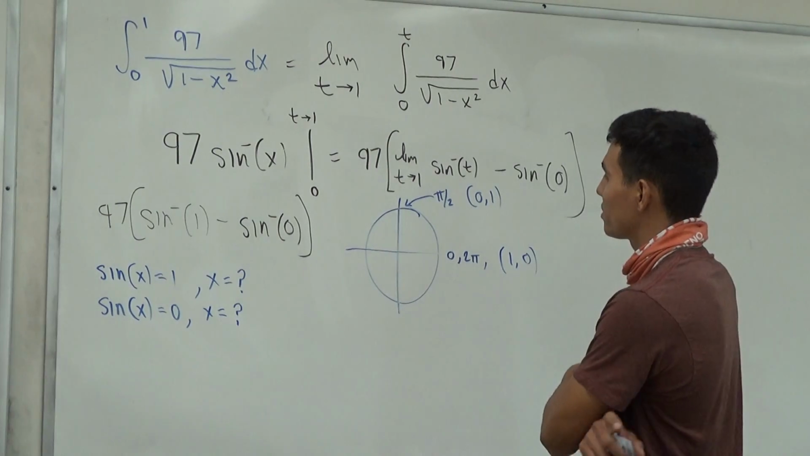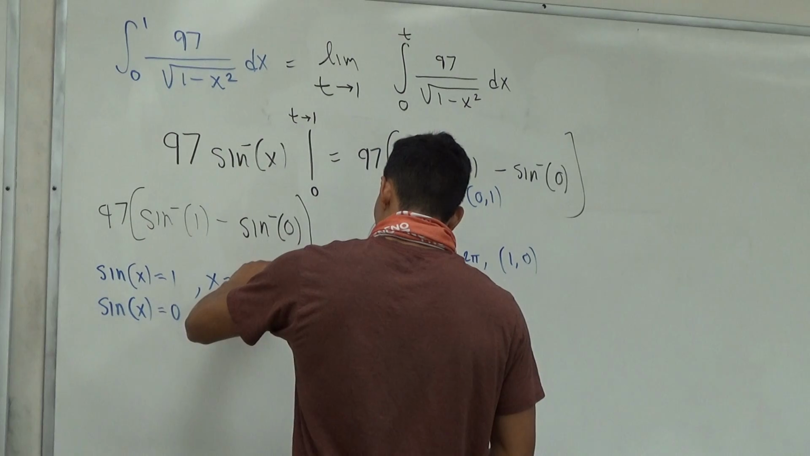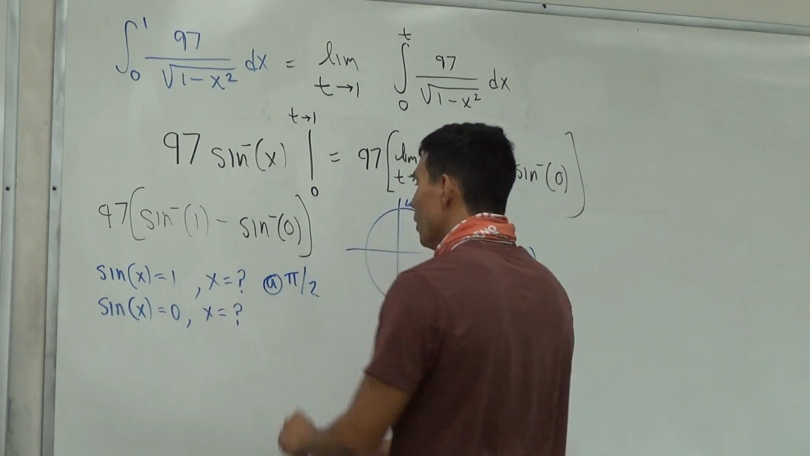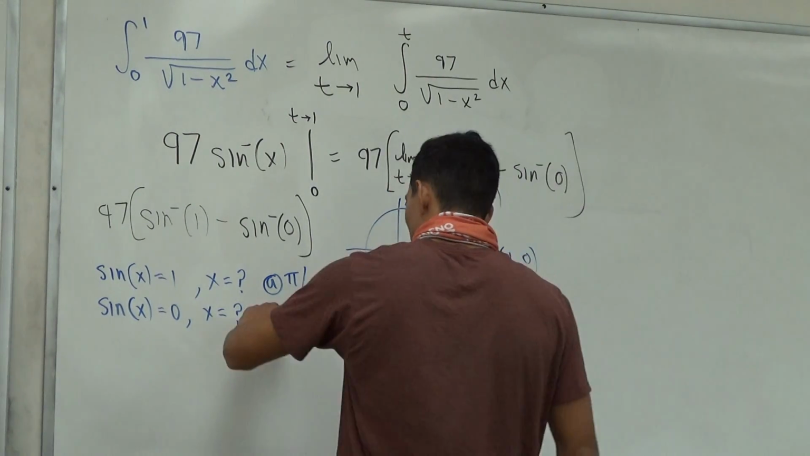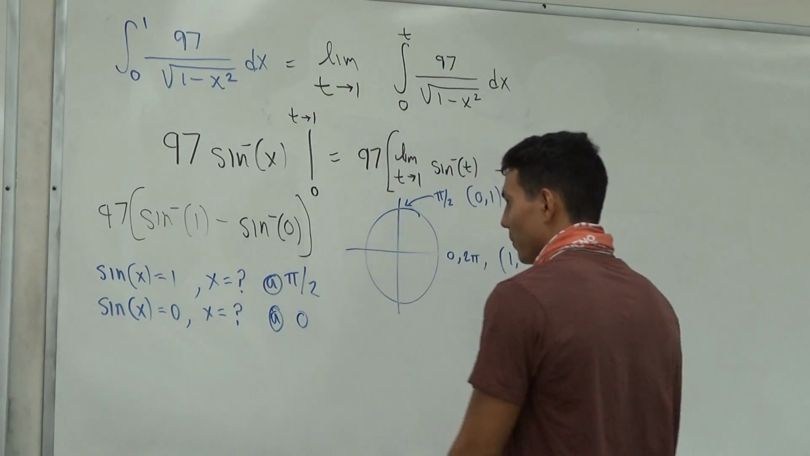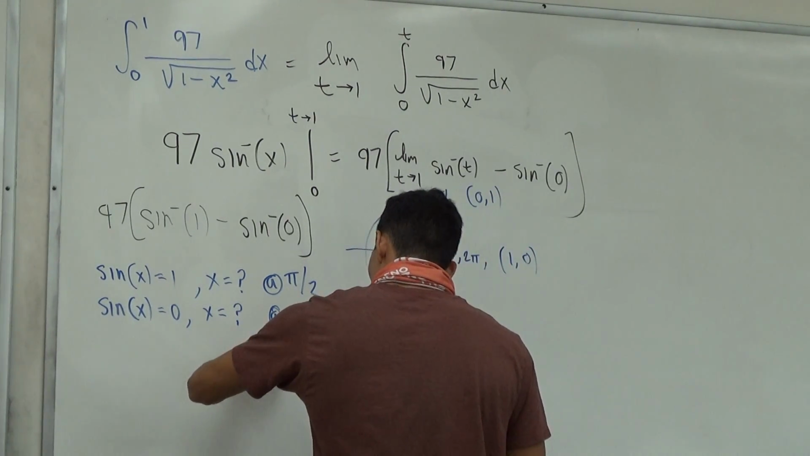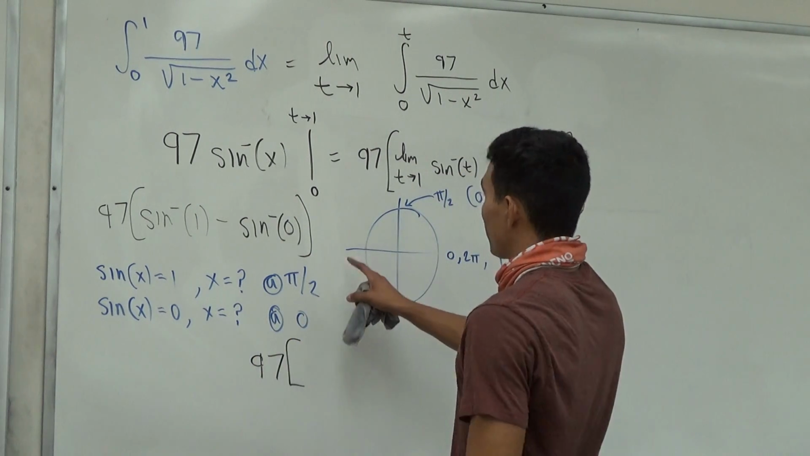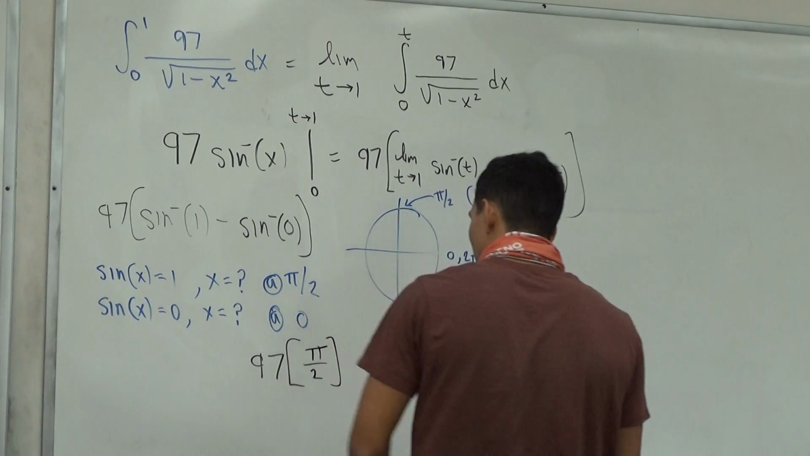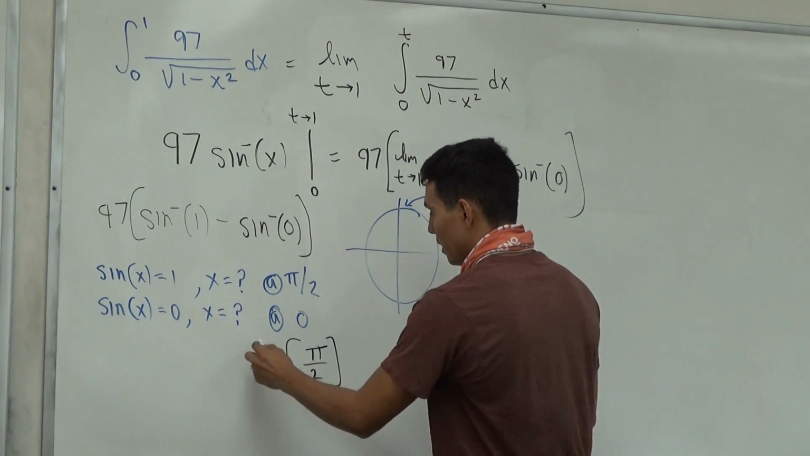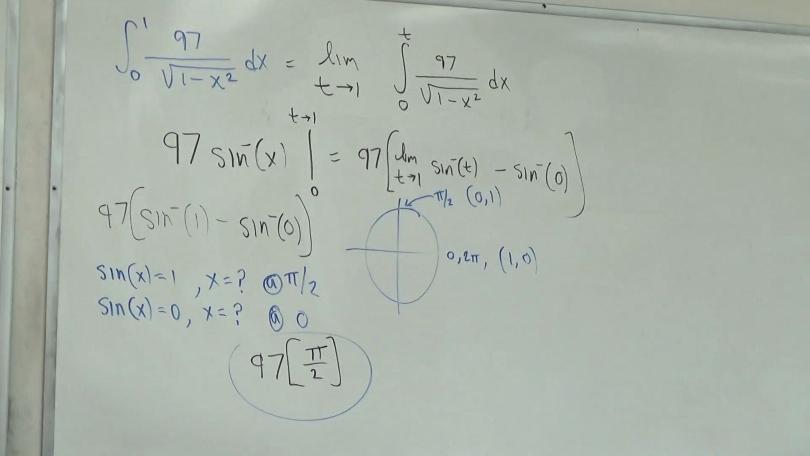Okay, so where does sine of x equal 1? At pi over 2. Where does sine of x equal 0? At 0. Okay, so then our answer is 97 times pi over 2 minus 0, which is 97 pi over 2. There you go. It's a nice little answer. Hopefully I did this correctly.